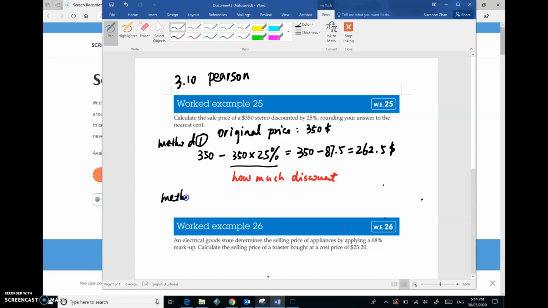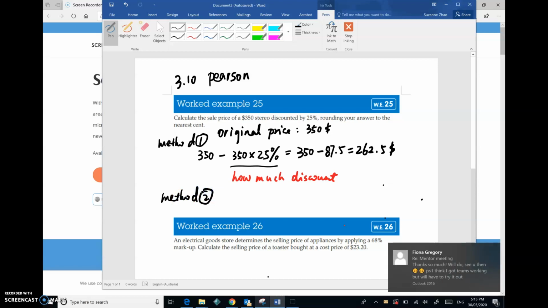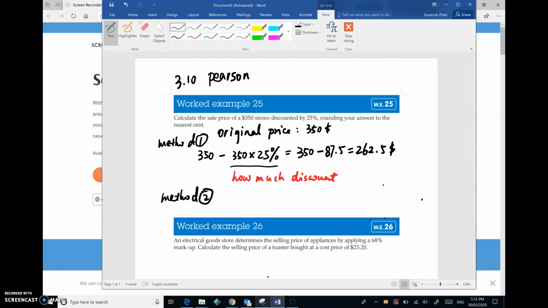Method two. What I can also do is I can actually use the discount, because it's discounted by 25%. That means I'm actually selling at 75%. Does that make sense? So that's equivalent of 350 times 0.75. That will also be all good. Okay. So there are two ways of looking at these. You could actually use either way. Okay.